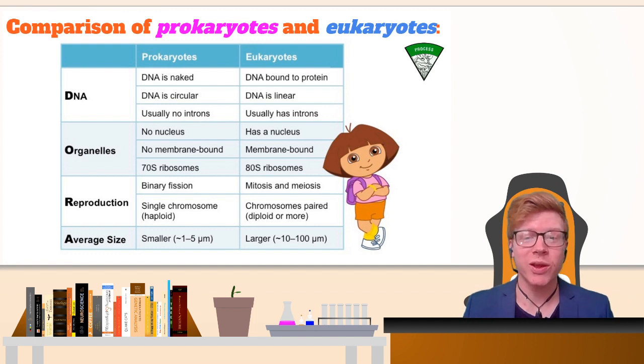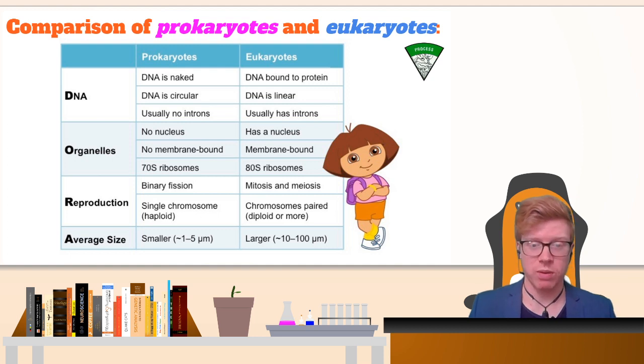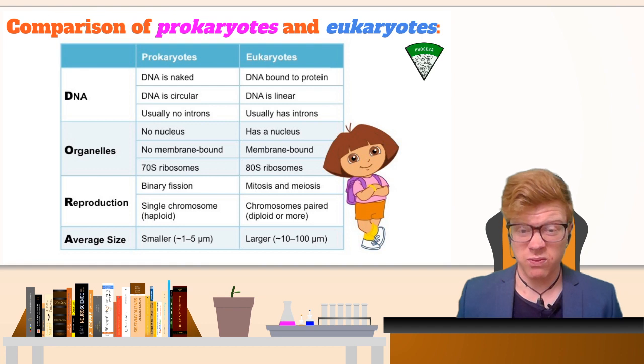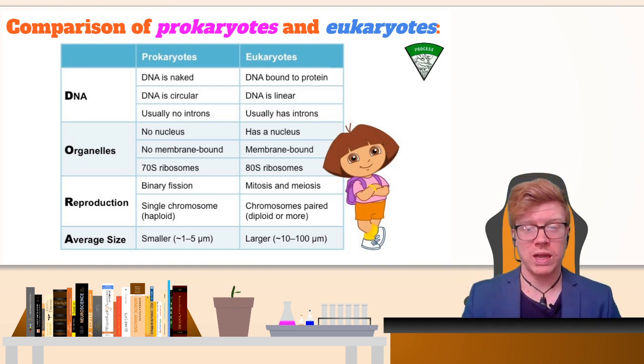Organelles. Now, eukaryotes have a nucleus, prokaryotes don't. Eukaryotes tend to have membrane-bound organelles, and prokaryotes don't. Eukaryotes tend to have an 80S ribosome, and prokaryotes have a 70S ribosome. What that means you don't necessarily need to know, but you need to know that they work differently. They're organized differently, and as a result, we can classify them differently.